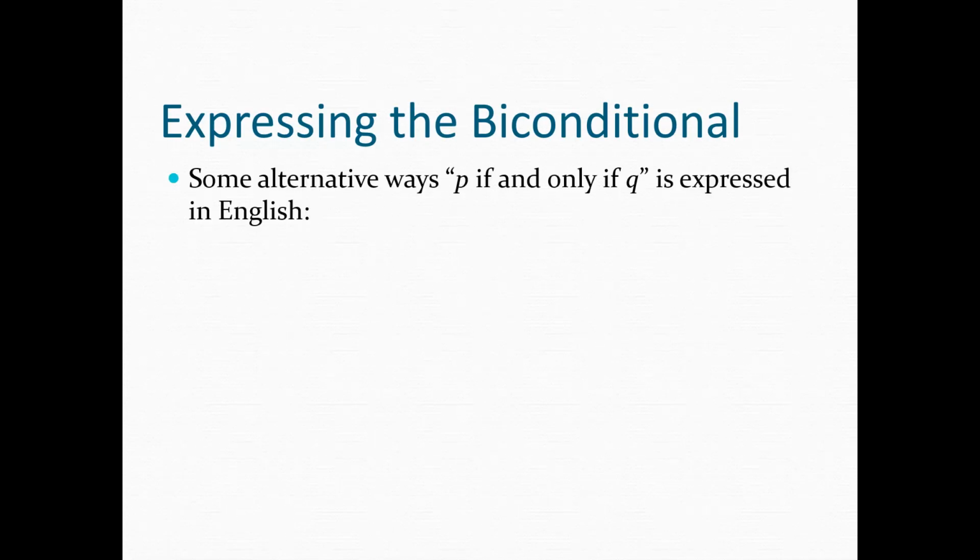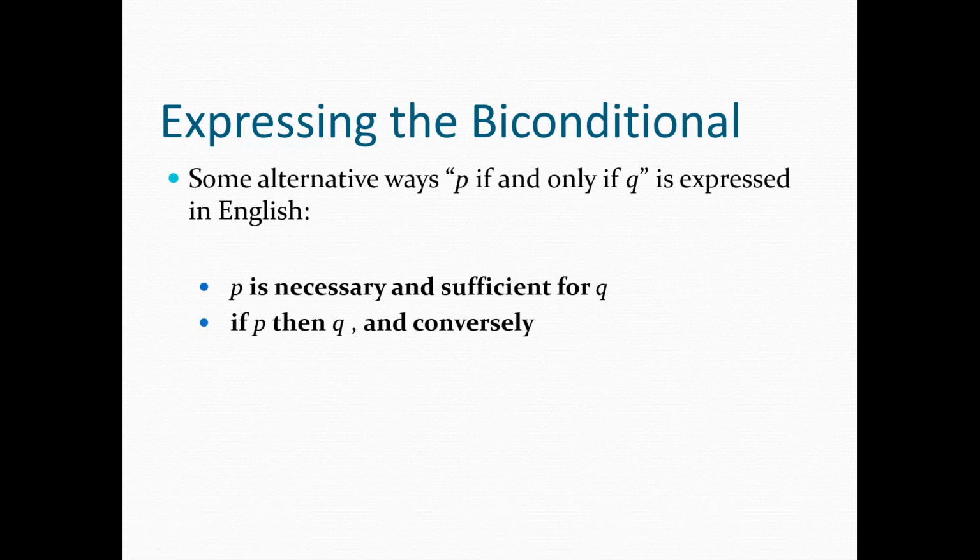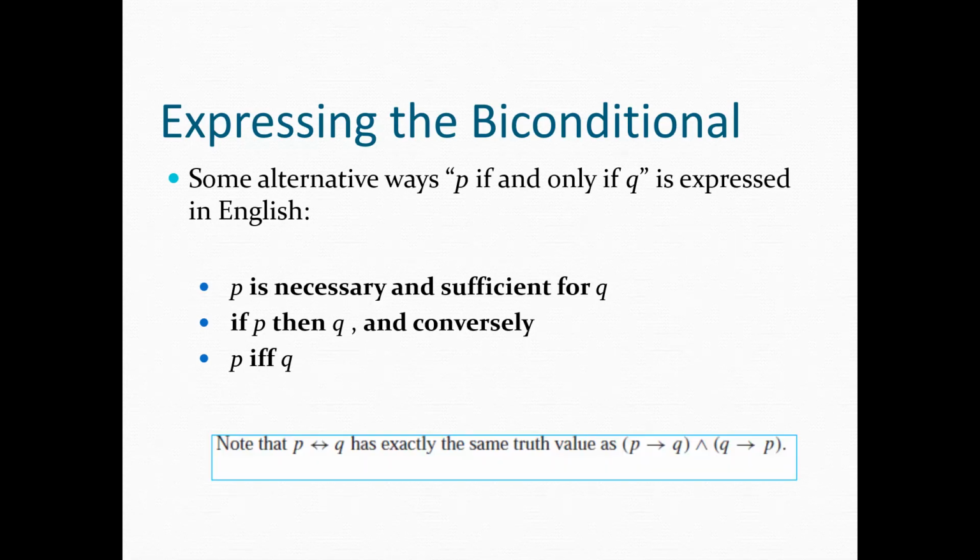Some alternative ways to say P if and only if Q are: P is necessary and sufficient for Q; if P, then Q, and conversely. Note that P if and only if Q has exactly the same truth value as P implies Q and Q implies P. I just told you in the previous slide, and you have to verify it yourself.